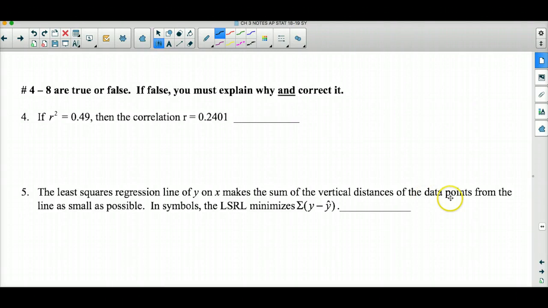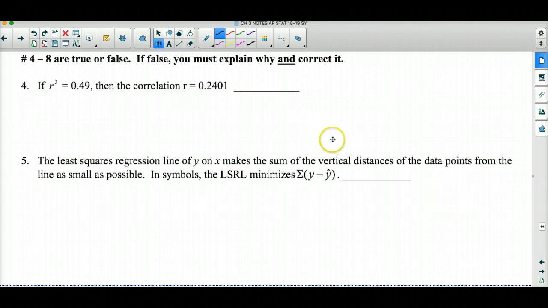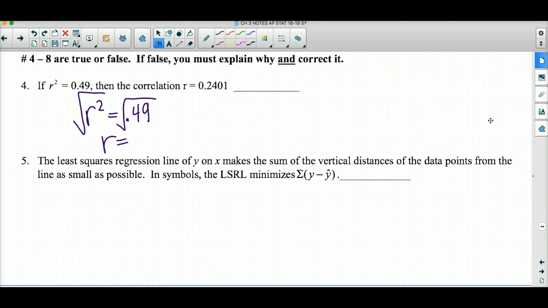True or false? You must explain why and correct it. So first, r squared is 0.49. Then the correlation R value is 0.2401. No. How are the R and the R squared related? Yeah, R squared is the square of R. So in order to get R, I need to square root. And when I square root 0.49, I get 0.7. Does that equal this? So this is a false.